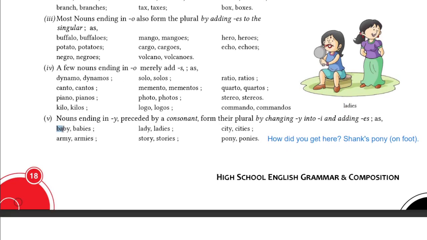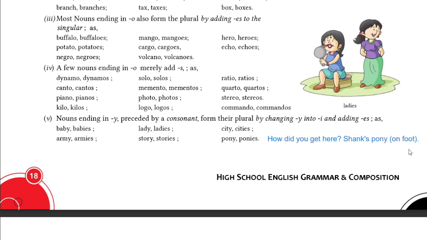Look at this section, fifth section, baby. It's a noun in singular number, but it ends in y. In order to form its plural, we would replace y with i, and then es would be added. So babies is the noun in plural number. Again, army is a noun in singular number. It ends in y. Y would be replaced with i and then es added, and we would get its plural form, armies. Lady and ladies, story and stories on the same pattern. City and cities, pony and ponies.